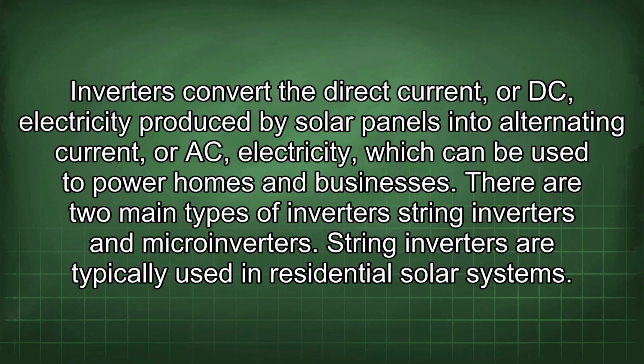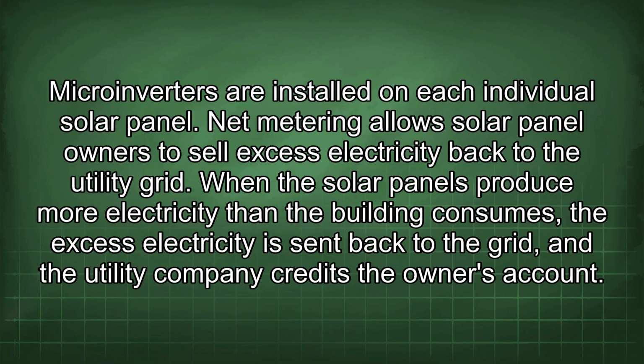Inverters convert the direct current, or DC, electricity produced by solar panels into alternating current, or AC, electricity, which can be used to power homes and businesses. There are two main types of inverters: string inverters and microinverters. String inverters are typically used in residential solar systems. Microinverters are installed on each individual solar panel.